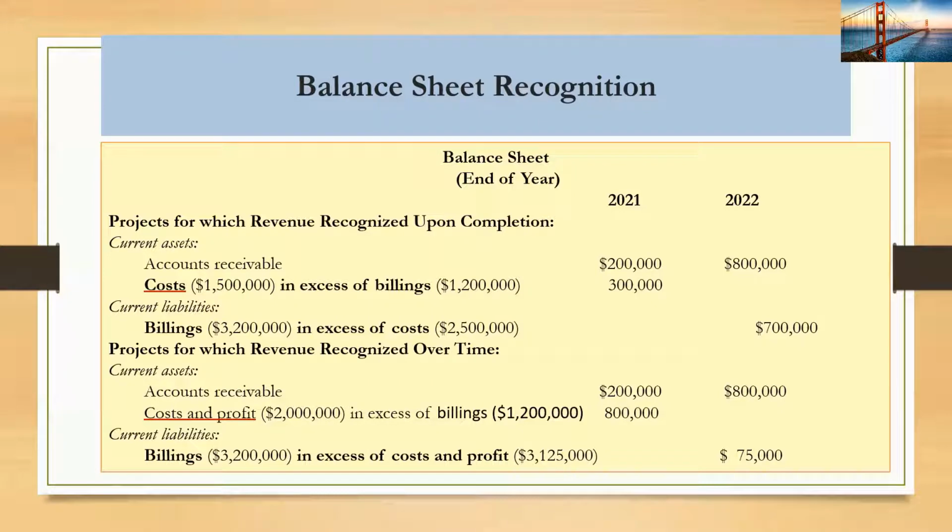In the balance sheet, the construction in progress, the CIP account, is offset against the billings on construction contract account. Billings viewed as a contract asset is labeled as CIP in excess of billings. CIP is viewed as a contract liability and labeled as billings in excess of CIP. When revenue is recognized over the term of the contract, CIP contains cost and gross profit. If revenue is recognized upon the completion of the contract, CIP typically contains only costs.